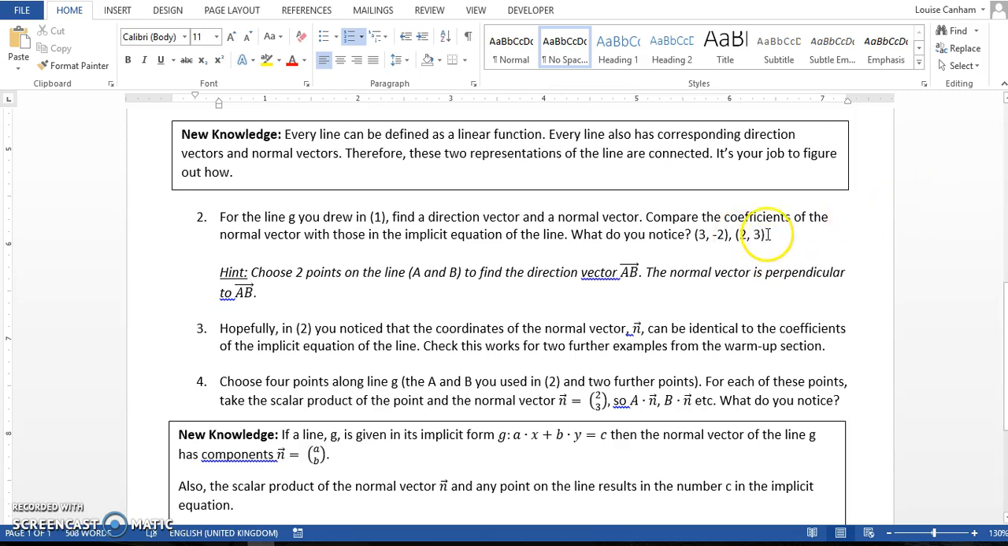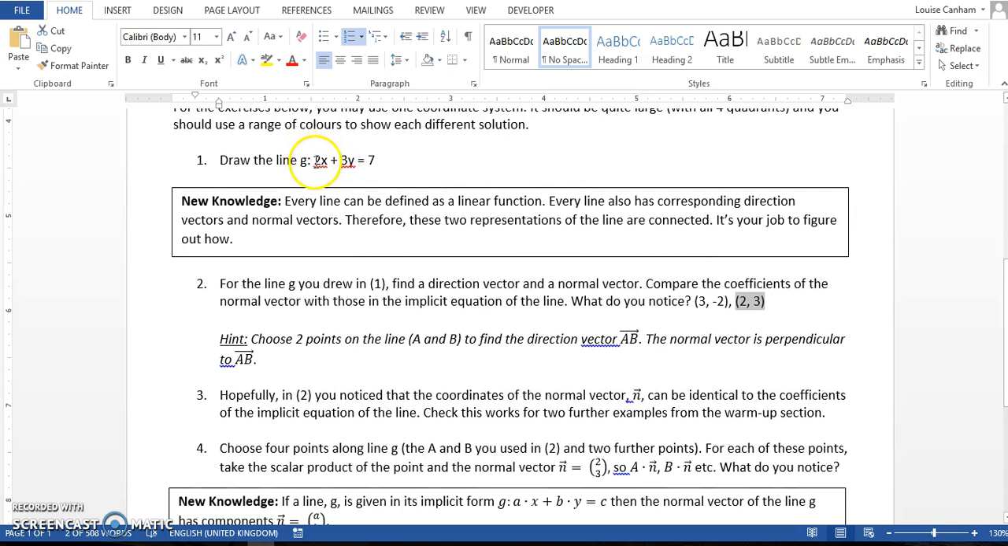And hopefully you notice that the components here of this normal vector, n, are identical to the coefficients of this implicit equation. So we have 2, 3, 2, 3. You should check this then for 2 further examples in the warm-up section. I'll leave that as an exercise for you.